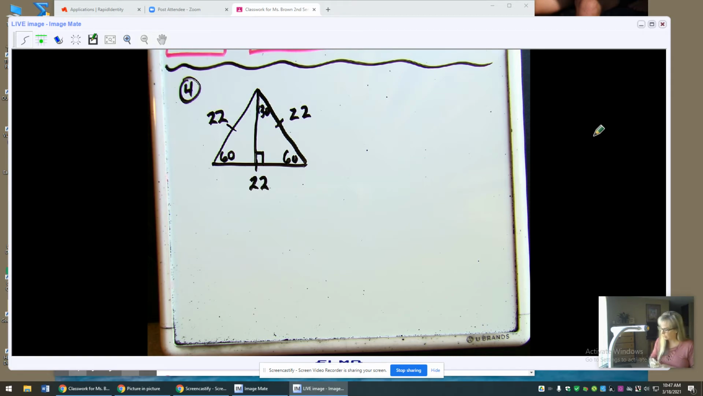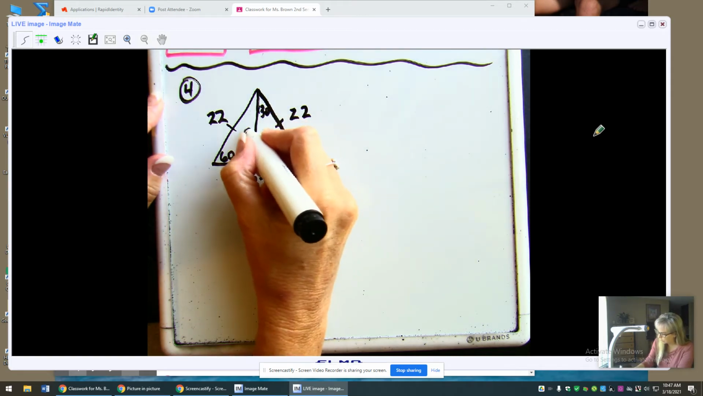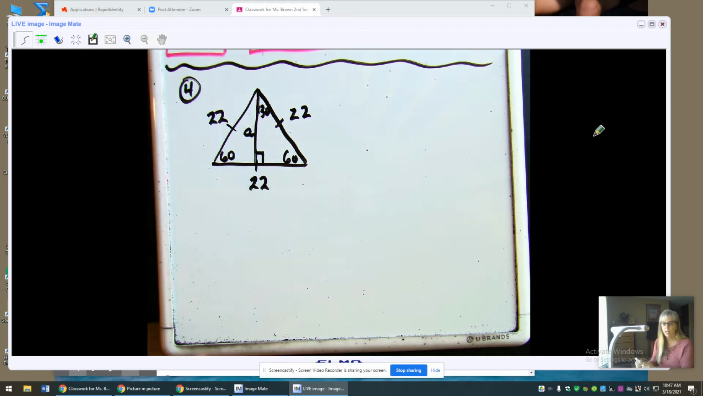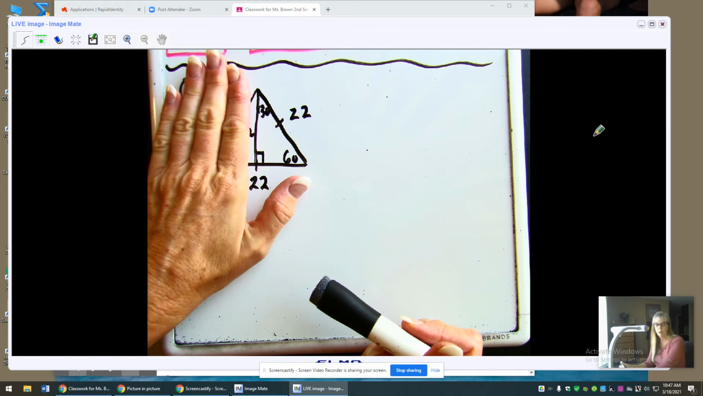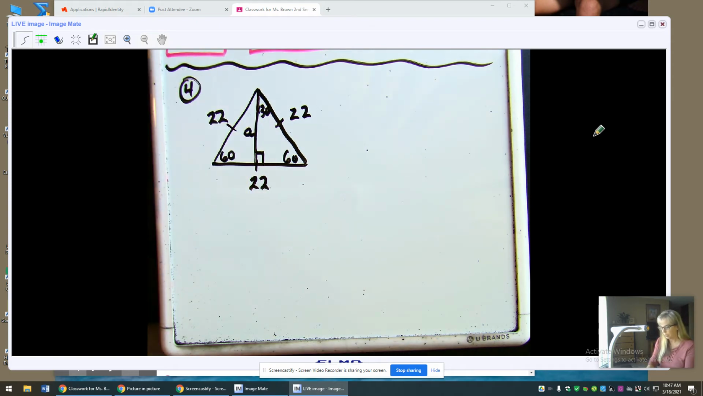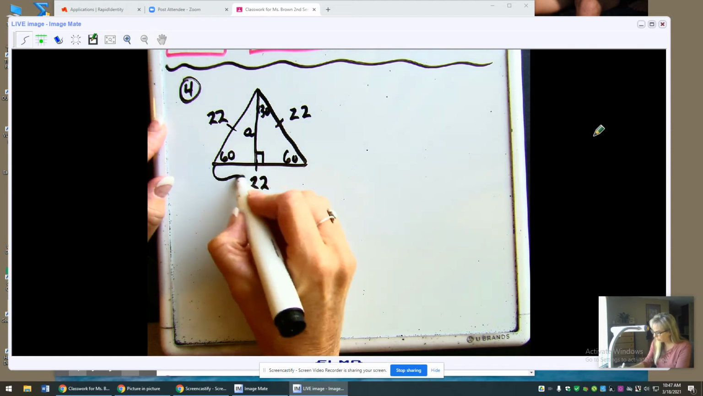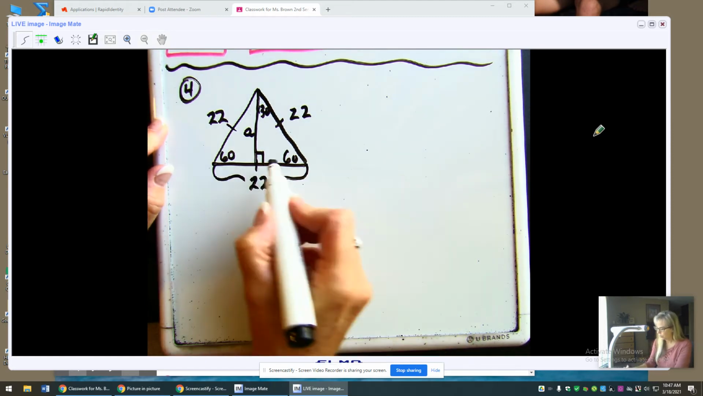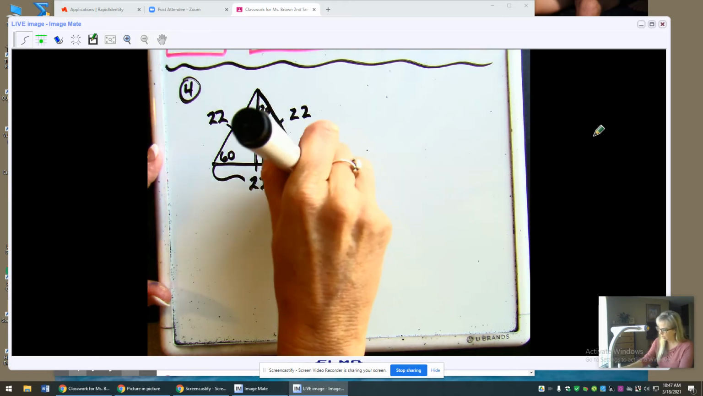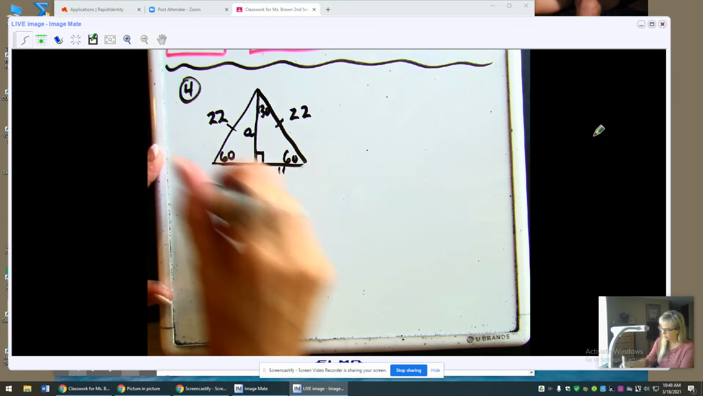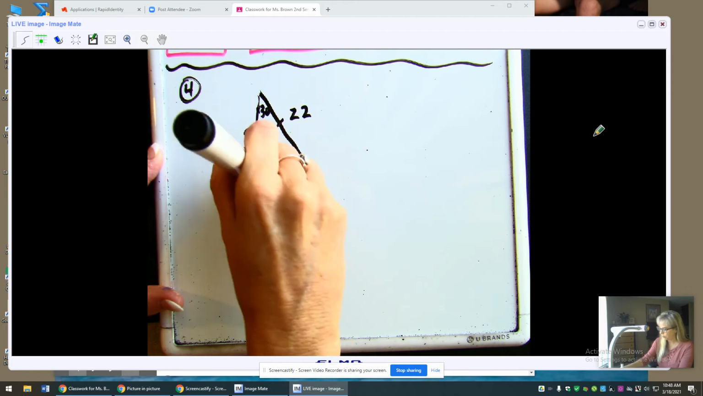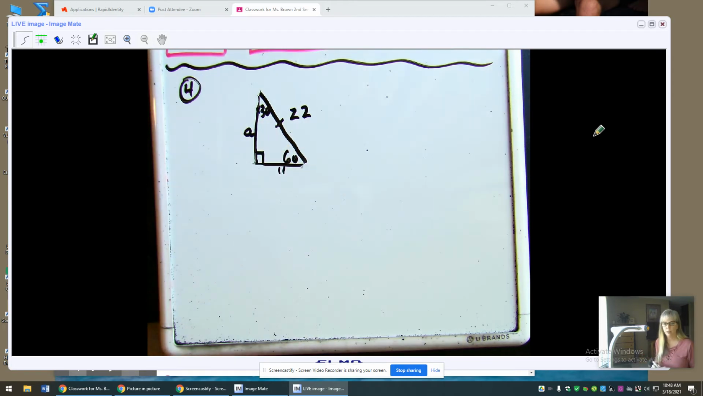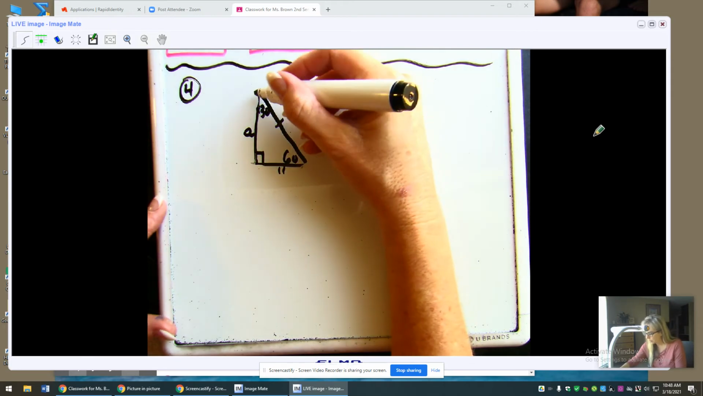It says, what's the exact altitude? So we're looking for this height. I'm going to call it A for altitude. And I don't need this side of the triangle. I just need that 30, 60, 90. More information is always better. If this whole thing is 22, then this portion of it must be 11. We cut it in half when we drew in that altitude. And again, I don't need this whole thing. Let's just ignore that. This is the stuff I really need. That's my focus. I've got a 30, 60, 90 triangle.